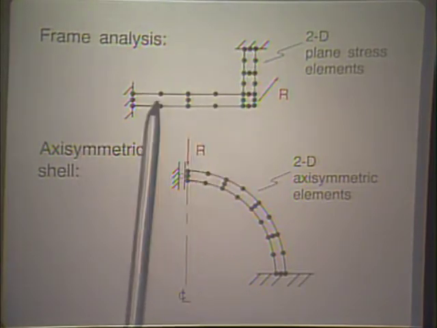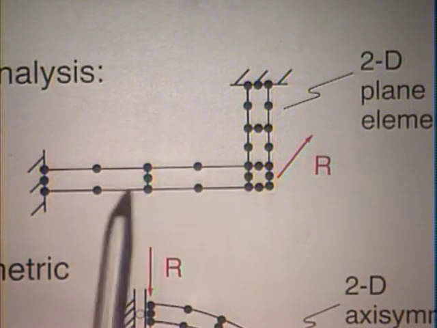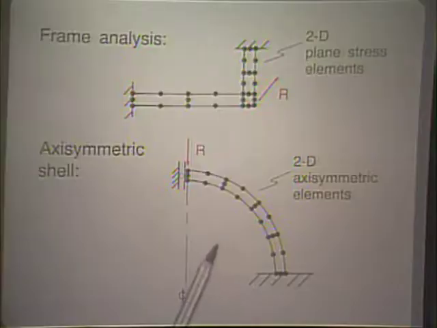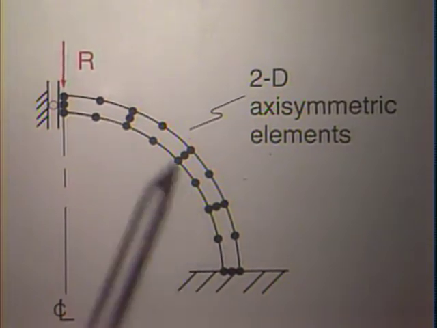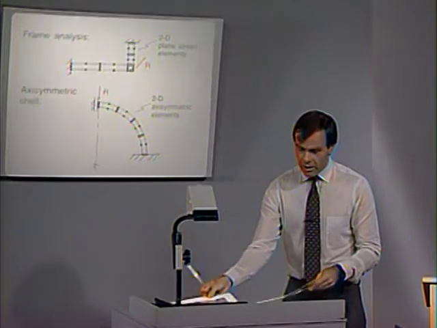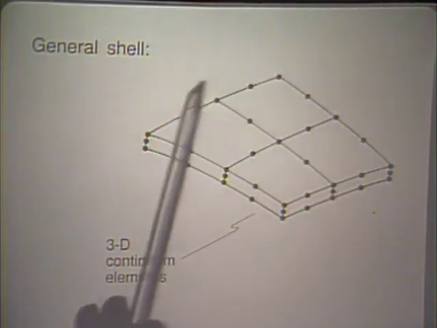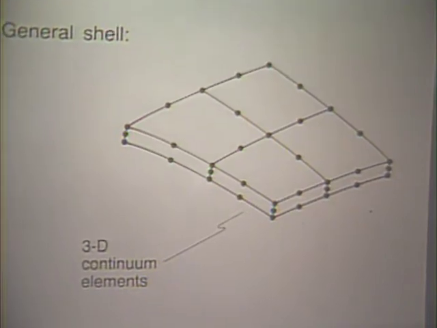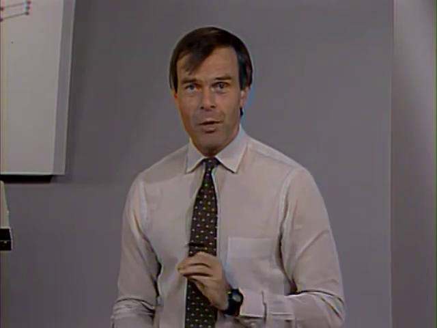Here you have just schematically how we would model, say, a frame using plane stress elements. And here you see schematically how we are modeling using axisymmetric continuum elements and axisymmetric shell. Here we use 3D elements to model a general shell. But as I pointed out, we will talk in later lectures about actual beam and shell elements that are frequently much more effective in the analysis of beam and shell structures.